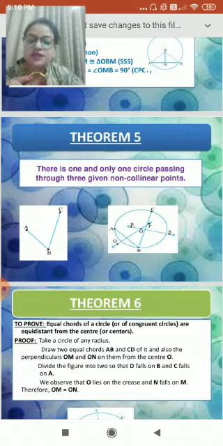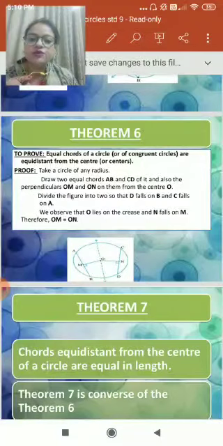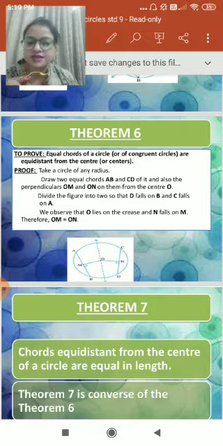Now theorem number 6 states, to prove equal chords of a circle, or of congruent circles rather, are equidistant from the center or centers. So we will take a circle of any radius and draw two equal chords AB and CD of it, and also the perpendiculars OM and ON on them from the center O.